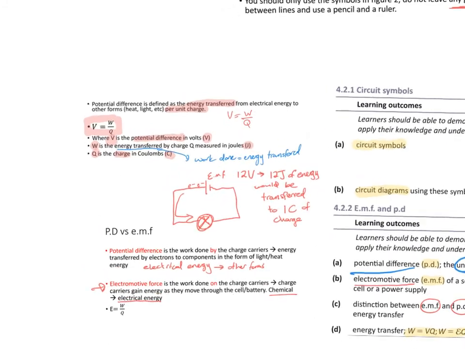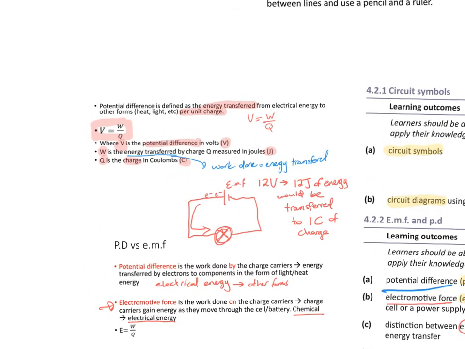We also need to define the volt before I continue. So 1 volt across a component is when 1 joule of energy is transferred per 1 coulomb of charge passing through the component.